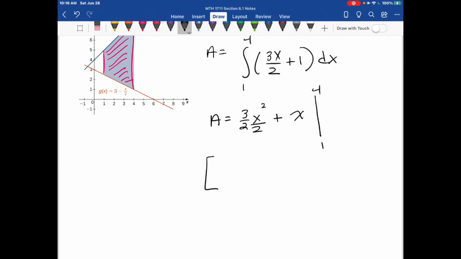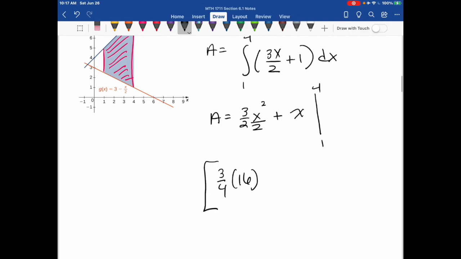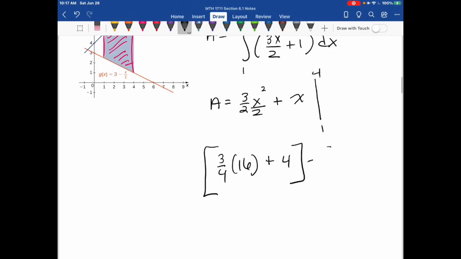And I'm going to evaluate this from 1 to 4. I'm going to go ahead and evaluate it at 4 first. Since I have 2 twos in the denominator, that's 3/4. And when I plug in the 4, I get 16, 4 squared.